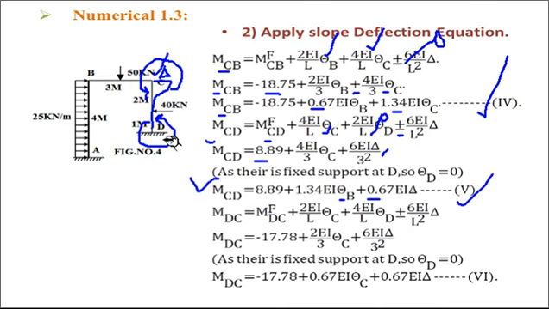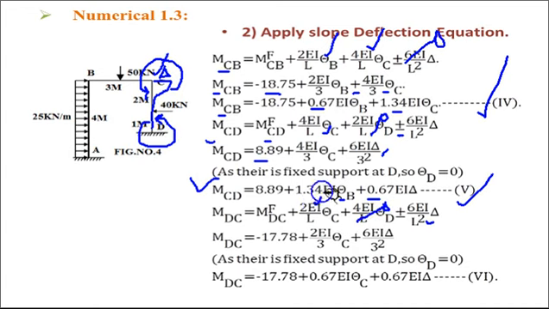Now for end D, again delta will be there and its sign will be positive. Why positive? This moment is anti-clockwise. We consider delta toward the right, and due to the deflection of a column, whatever moment is created is positive, anti-clockwise at both ends, and the magnitude is 6EI by L square delta. Now theta D will be 0 because that end is fixed.